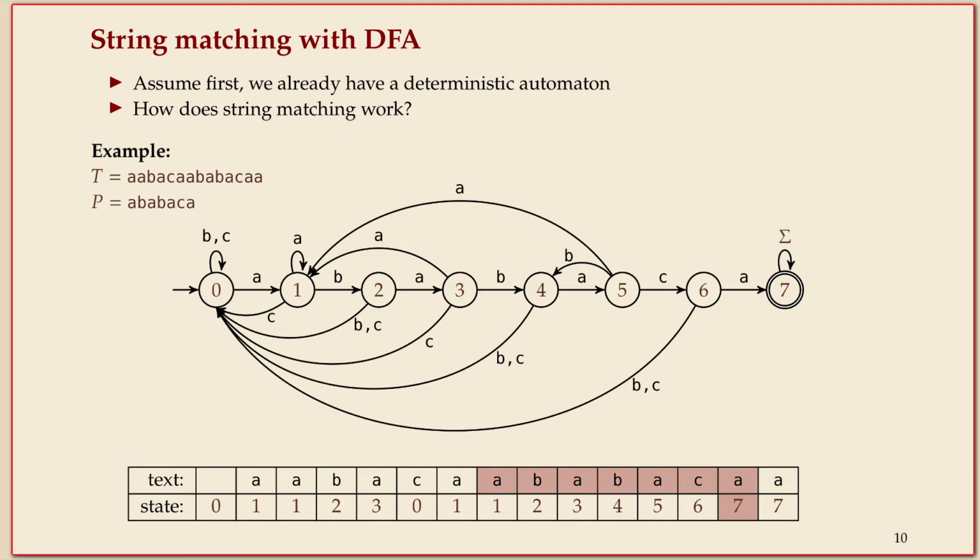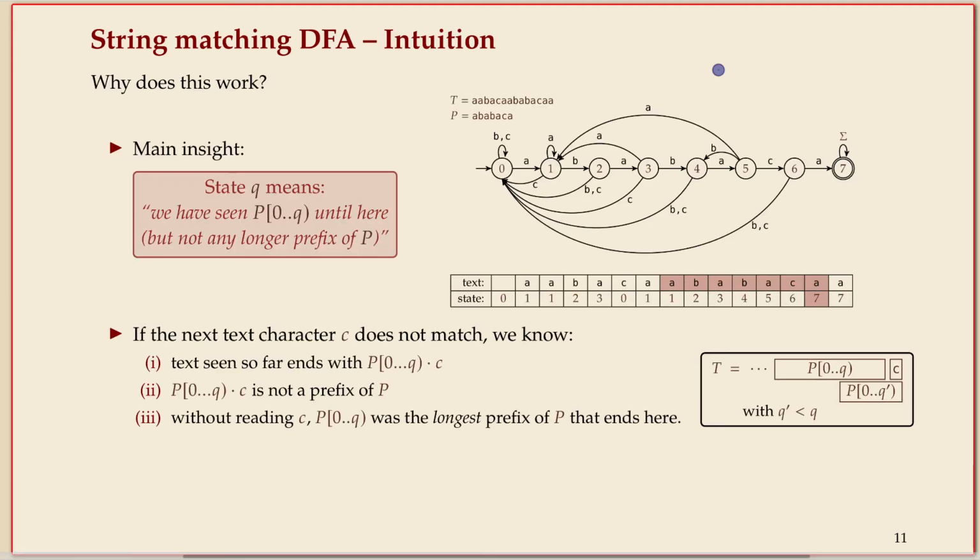So here's that in nice form again. Why does this automaton work? And how can we possibly construct it if it's not already given to us? The key insight is this one in the box, and it might need a second to digest.